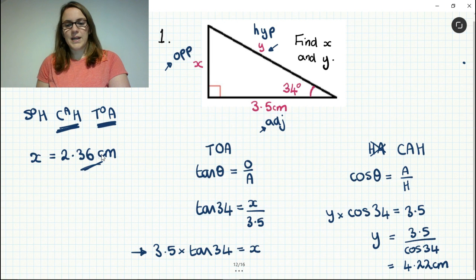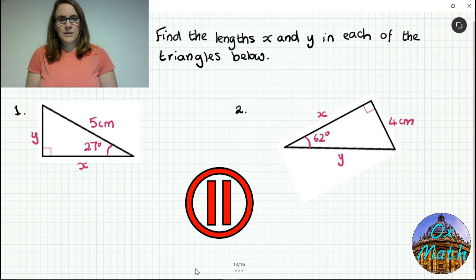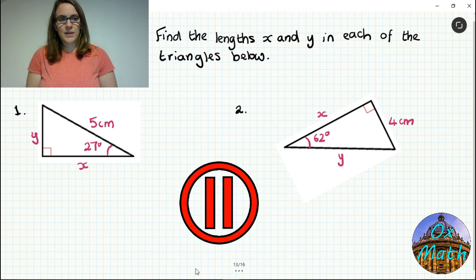So if you had accidentally done it the wrong way round and times by cos 34 instead of dividing by cos 34, your answer would have come out smaller than 3.5 and you would have known you were wrong. So just sense check your answers to make sure that you are getting it correct. So now we've done an example, pause the video and have a go at these two questions.